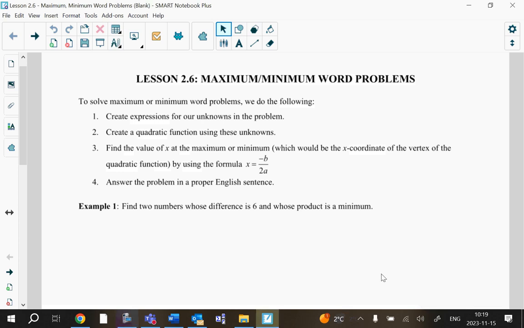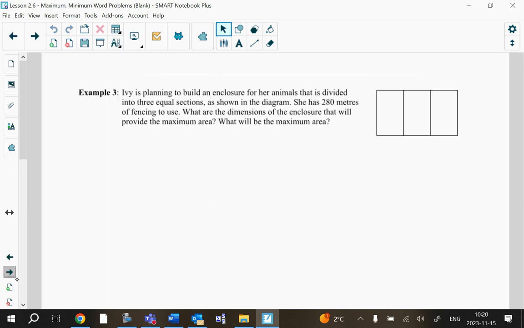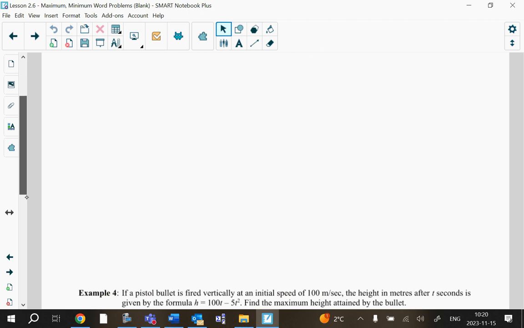So we're actually going to look at an example. I need to put this back in proper order. Right now, we're going to look at example 4, because example 4 is another one where you're given the equation of the quadratic function and you're asked to solve a problem related to it.